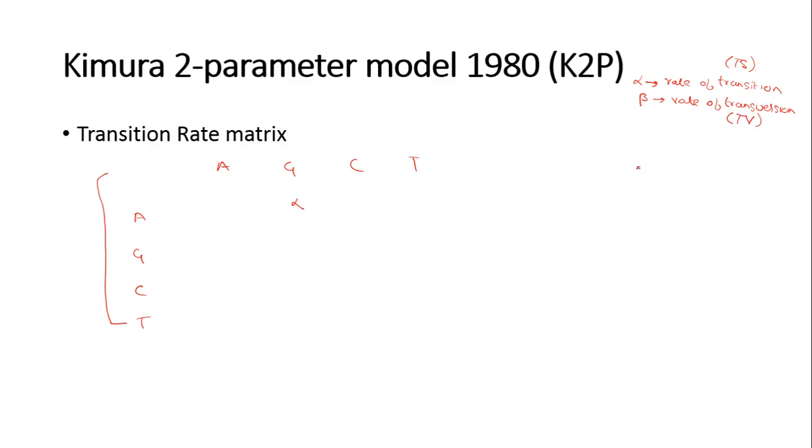So what we have done is provide a different rate, alpha for transition and beta for transversion. In short, this K2P model assumes alpha for transition and beta for transversion. Hence, the new transition rate matrix in the K2P model will look something like this. We would have alpha over here and beta over here, right? Over here, we would have two betas, right?